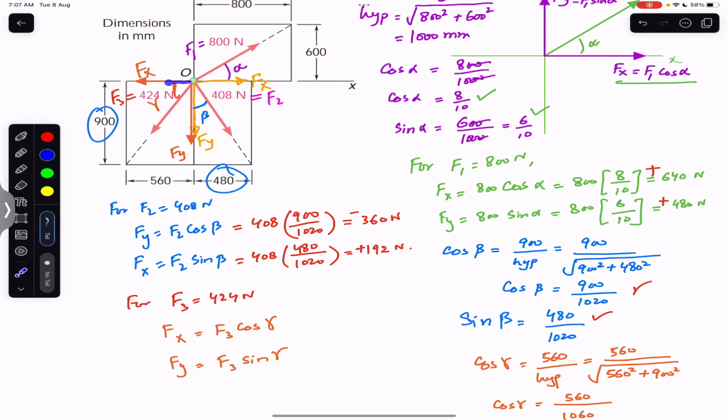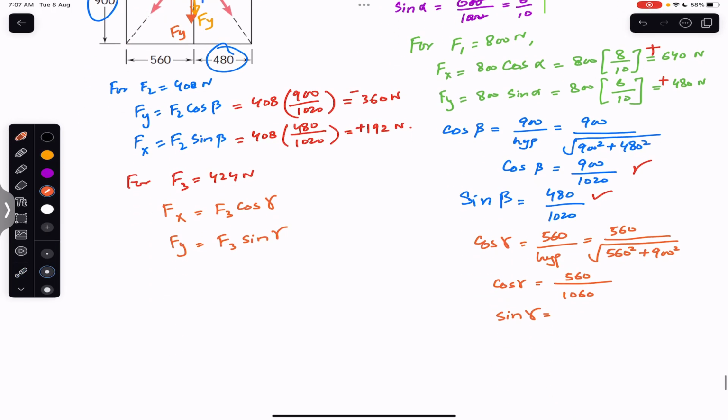And similarly, the sine of gamma will be the perpendicular divided by hypotenuse. So now again, this is our right angle triangle. For this gamma, this is the perpendicular. The opposite side to the angle is always perpendicular. So this is the perpendicular divided by hypotenuse. So the perpendicular is 900. So 900 divided by 1060.